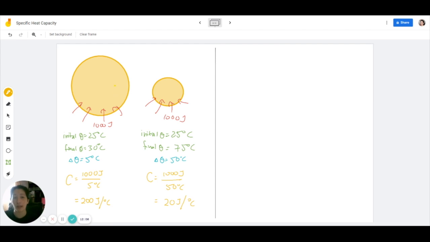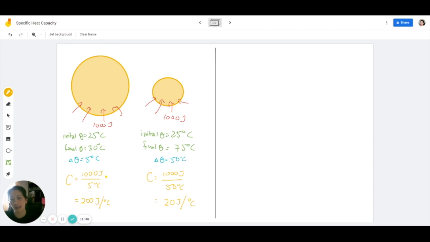For the larger object, in order to increase its temperature by 1 degree Celsius, you need to supply 200 joules of energy. But for the smaller one, to increase its temperature by 1 degree Celsius, you only need 20 joules of energy. So for the smaller one, for example, if you want it to go up by 2 degrees Celsius, you need 40 joules of energy only. 3 degrees Celsius, you need 60 joules. But for the larger object, you need more. So if 1 degree Celsius is 200 joules, for 2 degrees Celsius, you need 400 joules. 3 degrees Celsius, 600 joules.